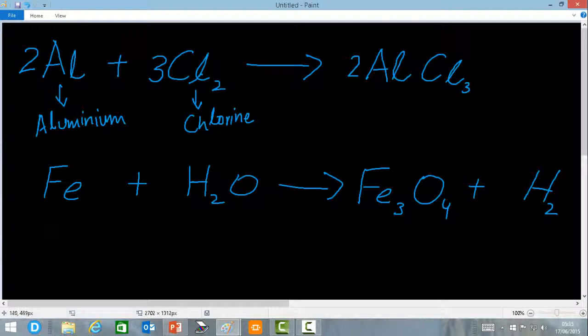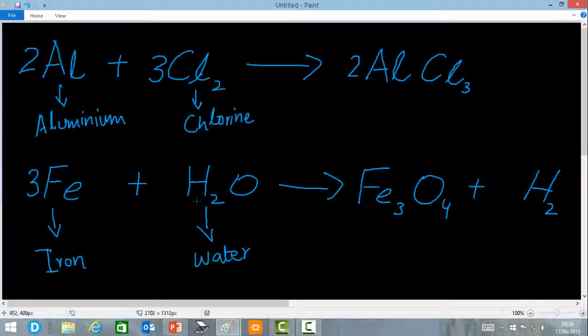Now move on to the next one. So it's Fe, which is iron, and H2O, which is water, and it becomes Fe3O4 plus H2. As per our general equation, it is the same like that. It becomes metal oxide. So now over here let's first of all balance iron. Over here iron is 3, so just write here 3, so it becomes 3 iron over here.